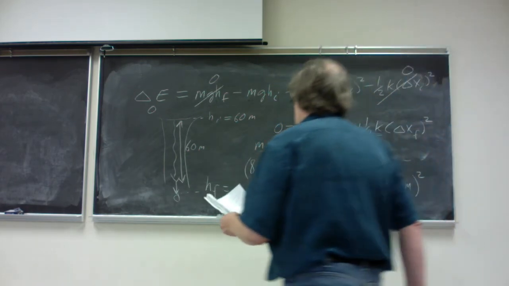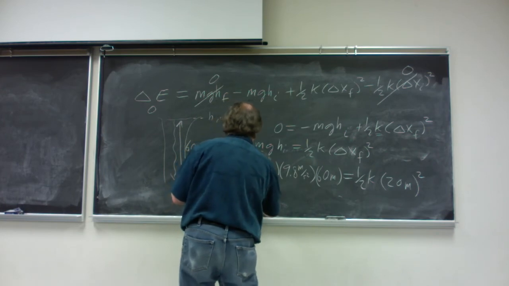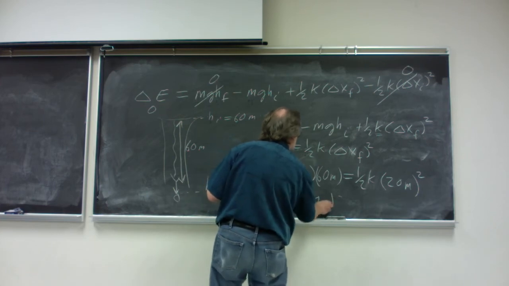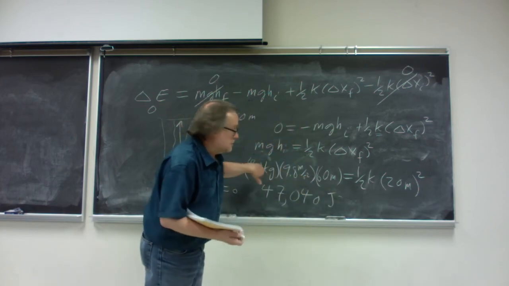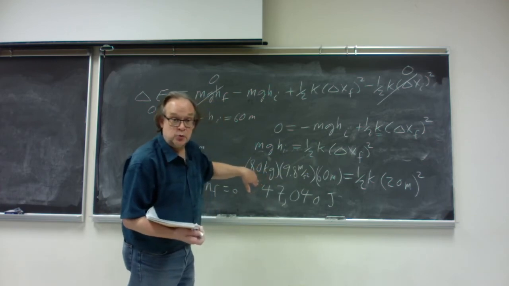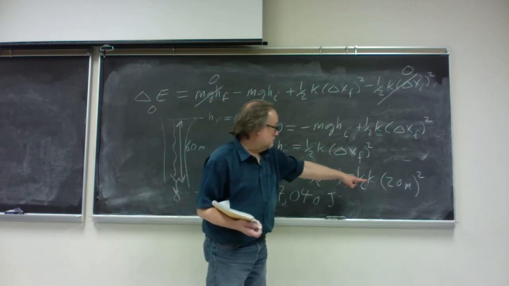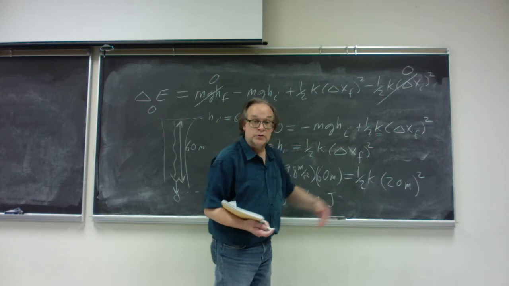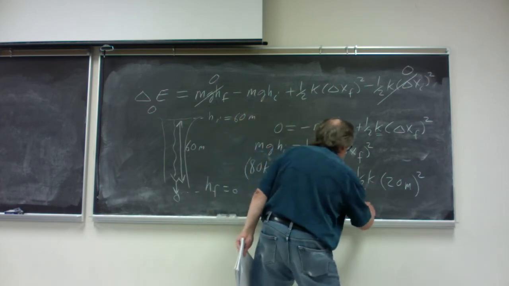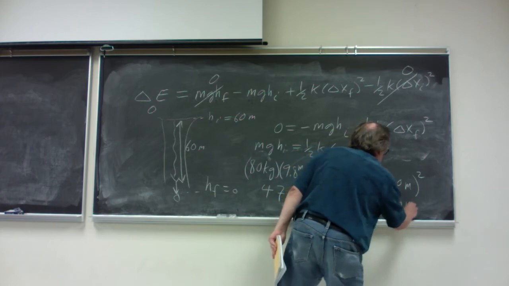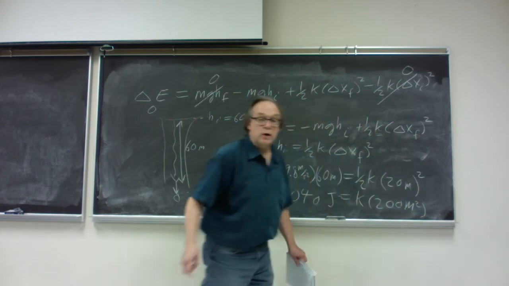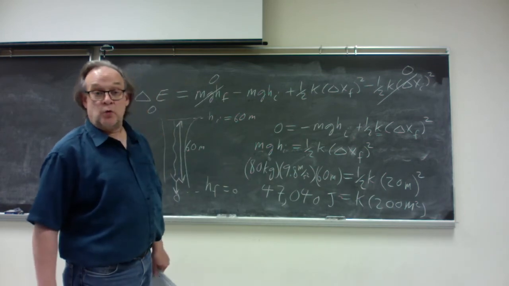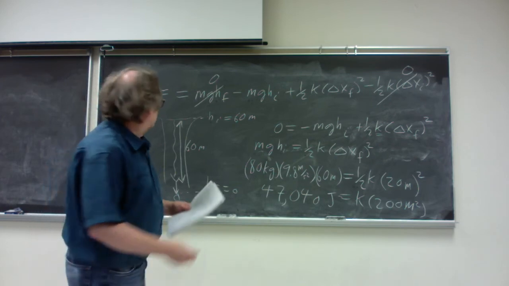So what do we end up with? The right-hand side here is 47,040 joules. Right? This is a gravitational potential energy, so it comes out in joules. And then this will be 1/2 times 20 squared, 1/2 times 400, so that's K times 200 meters times meters, because we squared some number of meters. And so K then is just 47,040 divided by 200.